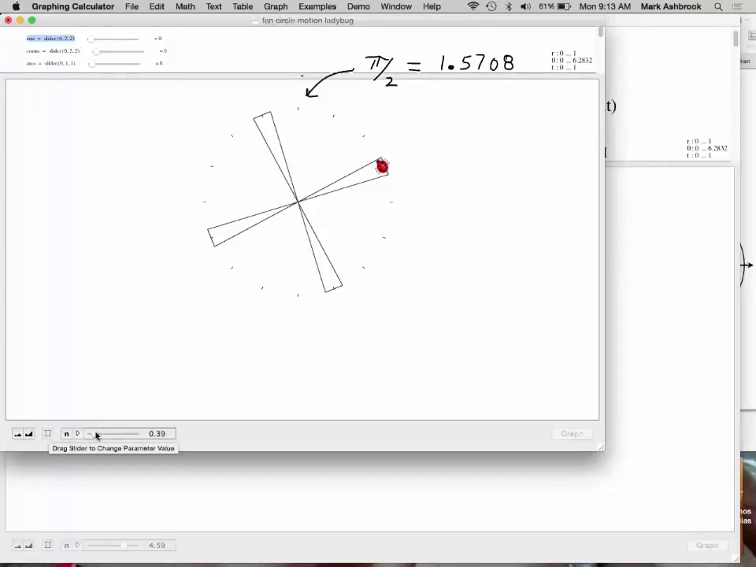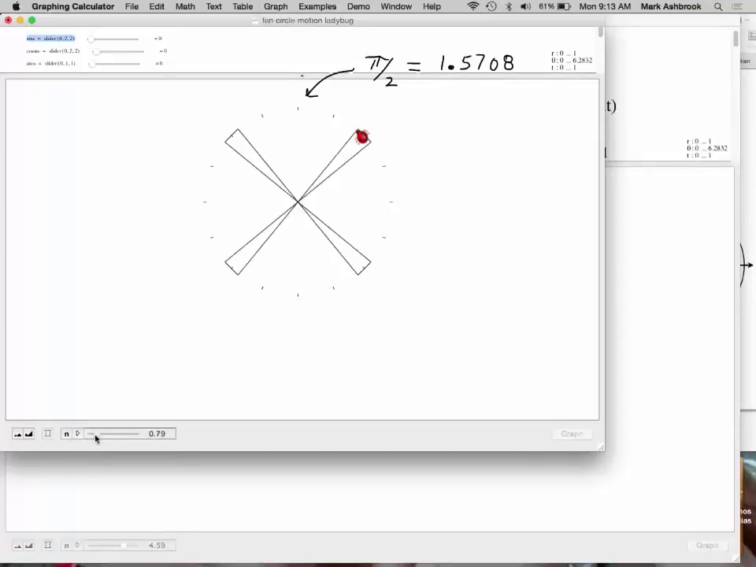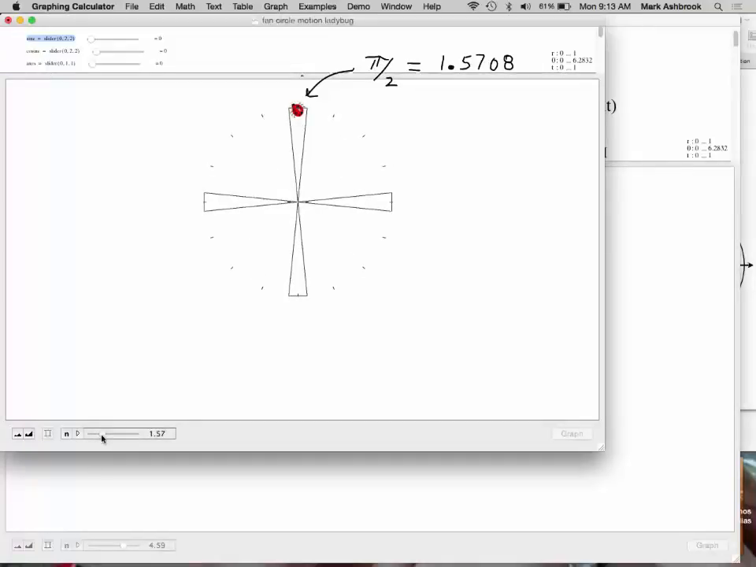So there was pi over 6 and pi over 8. Which is it? Pi over 8. 1, 2, 3, 4. 4 equal changes in openness to reach pi over 2. So pi over 8.